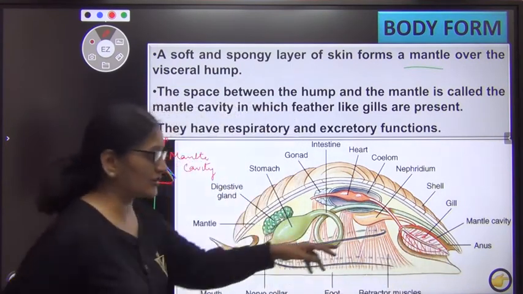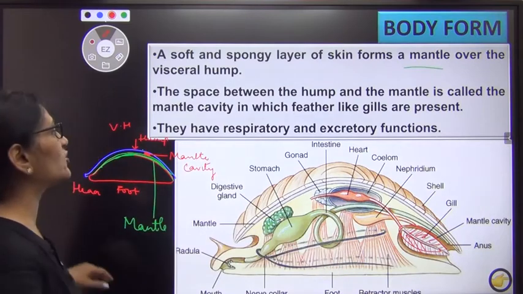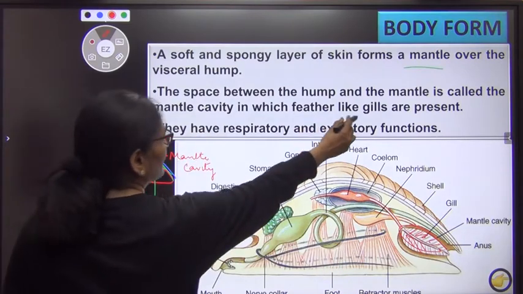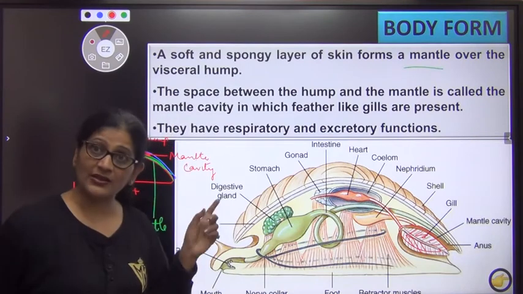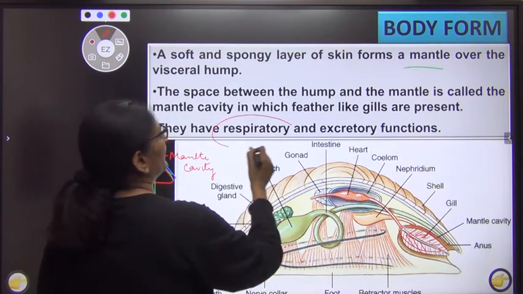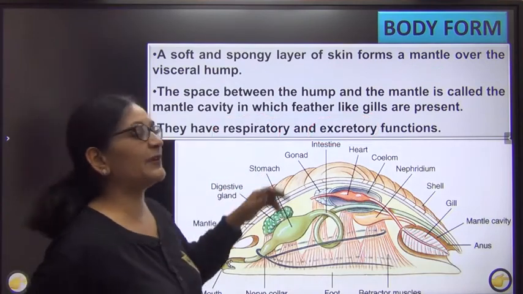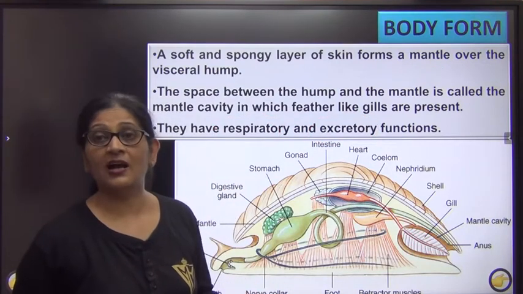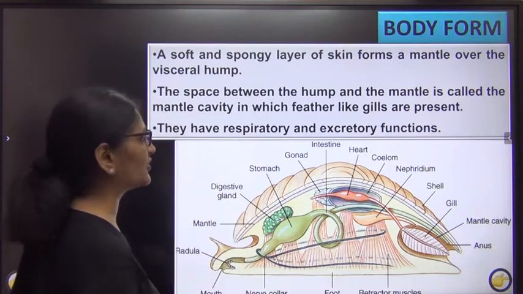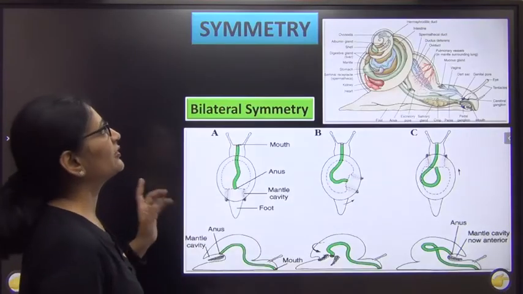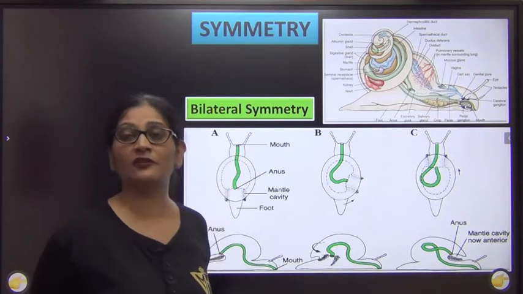One of the common organs found in this mantle cavity is your gills, which are feather-like. And in mollusca, the gill has both respiratory and excretory function. Normally what we know is that gills are respiratory in function, but in mollusca, gills are both respiratory and excretory in function. So this is about the body type. I have given you a description of the body.